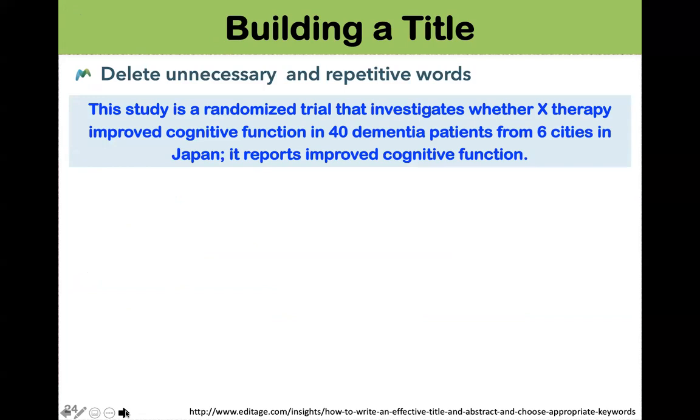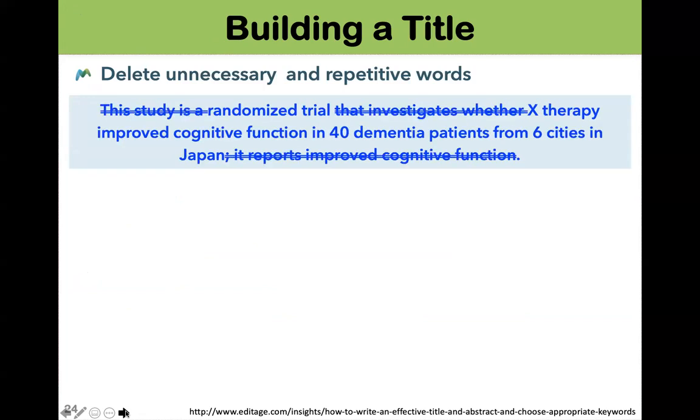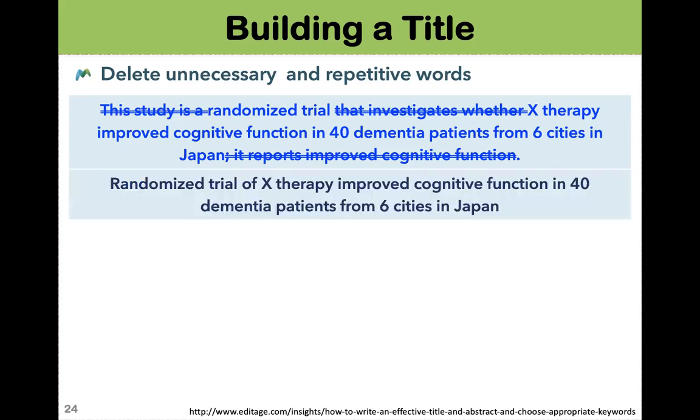For example, the study investigates whether X therapy improved cognitive function, and it reports improved cognitive function, right? So we now remove that. So now we have: randomized trial, X therapy, improved cognitive function in 40 dementia patients from 6 cities in Japan. And this is why I rewrite that, right? Randomized trial of X therapy, improved cognitive function in 40 dementia patients from 6 cities in Japan.